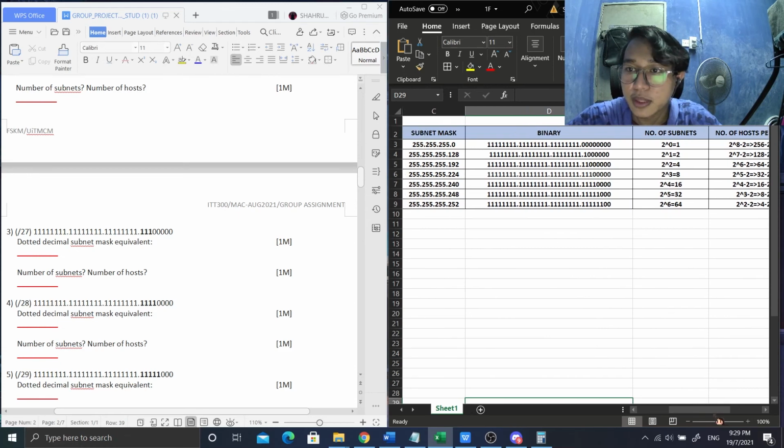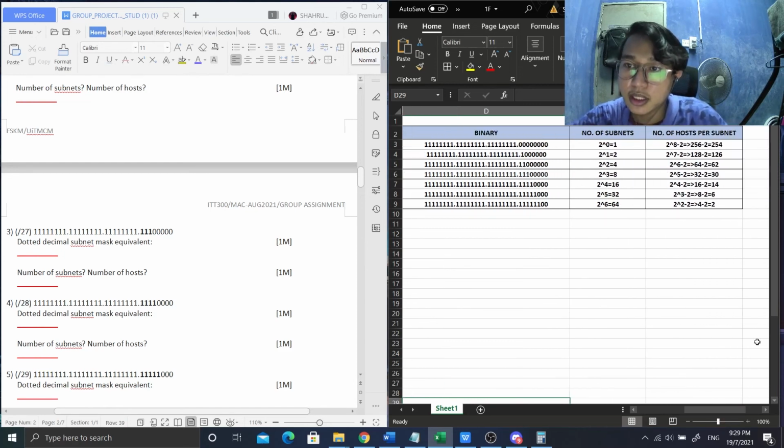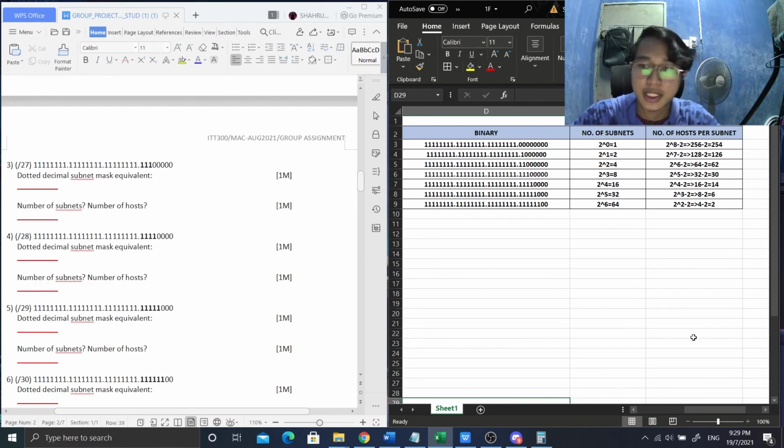To find the number of subnets, we see they only have 3 bits in the binary. So 2 power of 3 equals 8. So the number of subnets is 8. To find the number of hosts per subnet, 2 power of 5, because we have 5 zeros, minus 2 implies 32 minus 2. So the answer is 30. So the next question, question 4, slash 28.